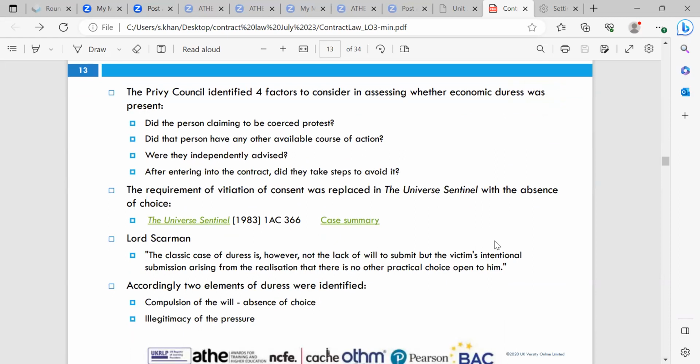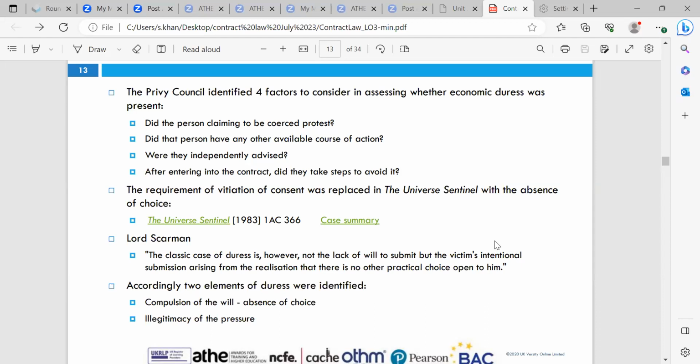Okay, so the Privy Council identified four factors to consider in assessing whether economic duress was present. First one, did the person claiming to be coerced protest? Secondly, did the person have any other available course of action?